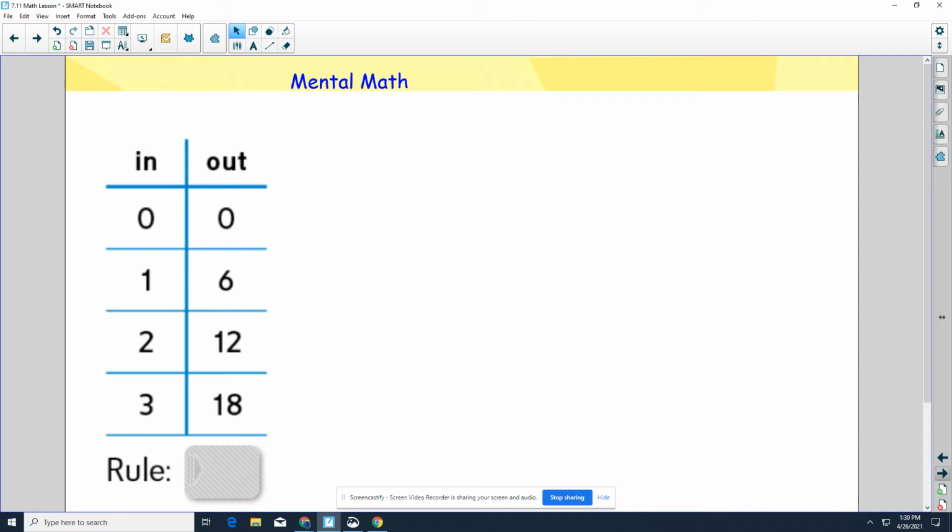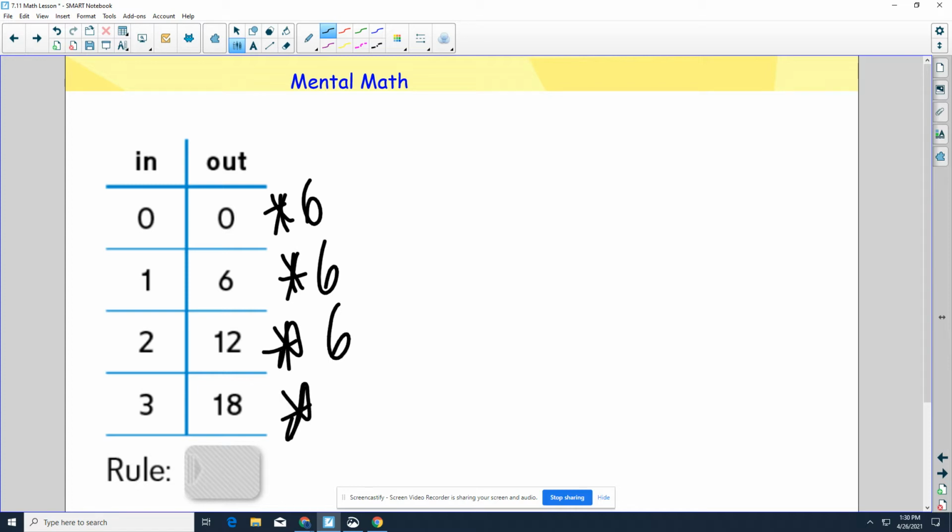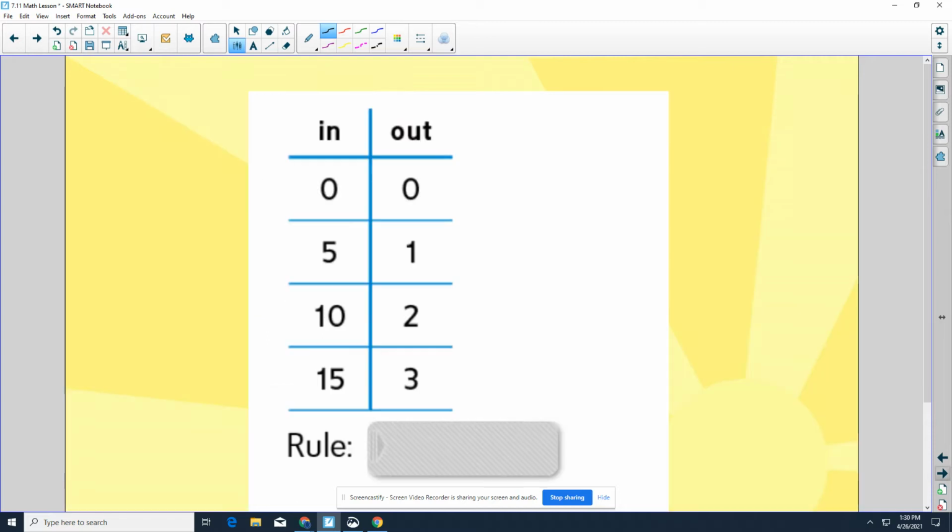So I notice a pattern here when I look at this, that each time it is being multiplied by 6. And 6 times 0 would still be 0. So that pattern makes sense to me. So the rule there would be multiply the n by 6 to find out. So let's look at this one. 0, 0 again. And the next one here, I'm going from 5 to 1.